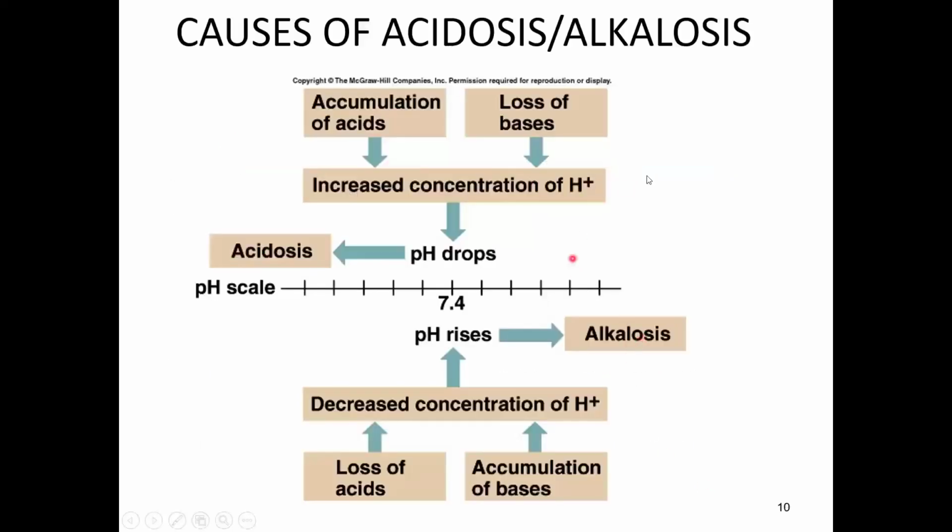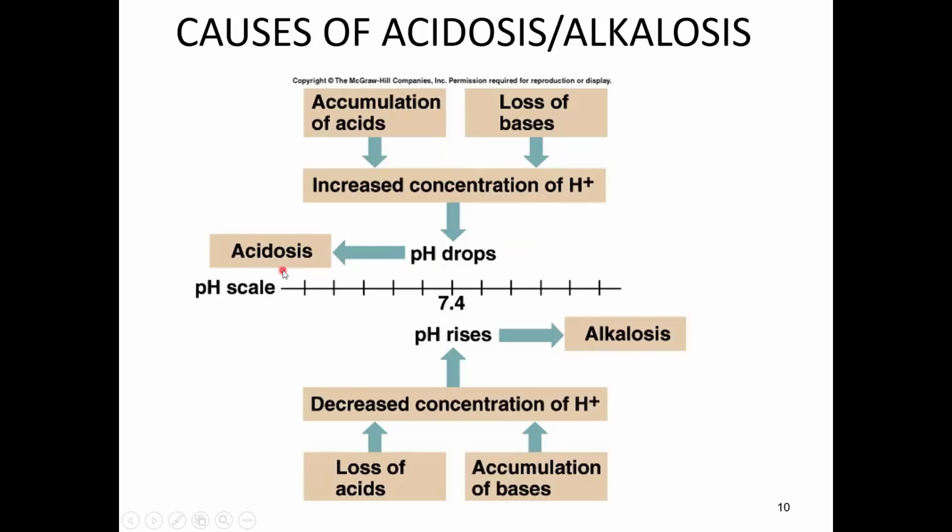Now, what are the causes of acidosis and alkalosis? Why does the dysregulation occur in the body? There are usually two circumstances: either acid accumulates, or there is loss of bases. In both conditions, there is an increased concentration of hydrogen ions. Loss of bases means loss of OH ions, so in that condition also the concentration of hydrogen ion increases, and as a result the pH drops, leading to acidosis.